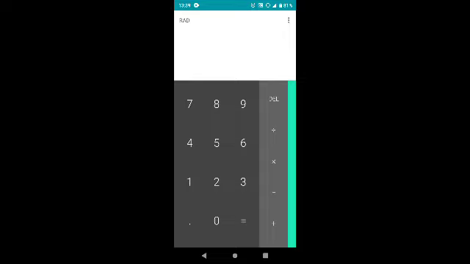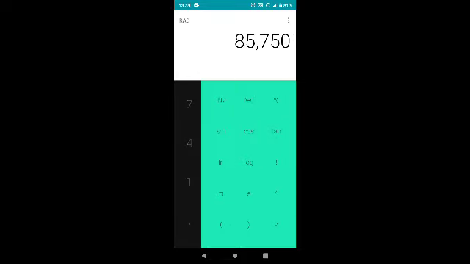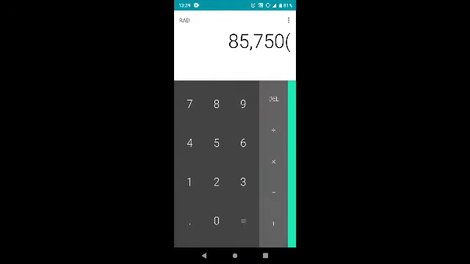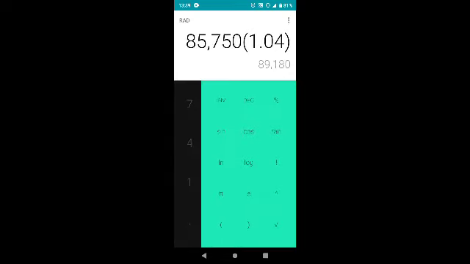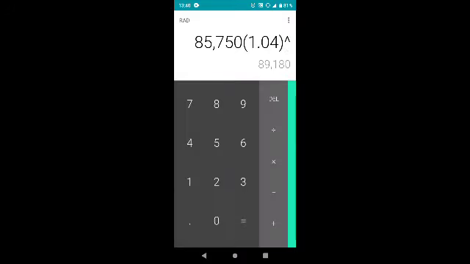So, hi guys! Let us discuss the first problem. What you will do is press 85,750. And then, if you see a green part on your Android phone, press the parenthesis. Then press 1.04, and also press to close the parenthesis. And then the exponent sign. And then press 4. Then equal. So, that is 100,315 pesos and 37 cents.